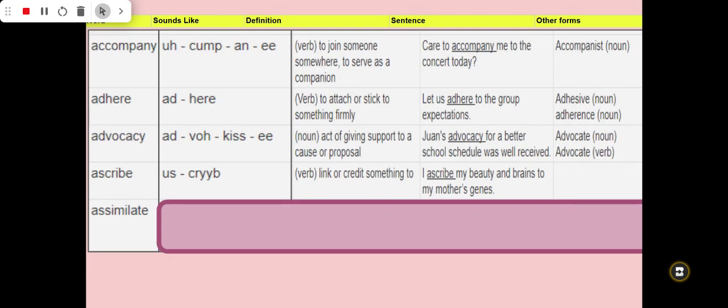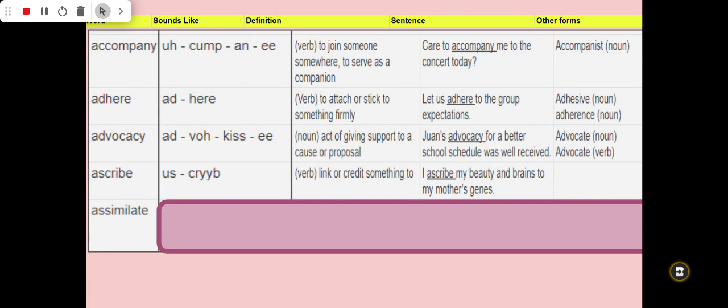The next word is adhere. You've maybe heard the word adhesive. Adhesive means glue or something that's sticky. You're adhering, you're attaching, or you're sticking something firmly. Let us adhere to the group expectation. So this sentence has nothing to do with glue. It just means we're going to stick with, we're going to follow the rules. We're going to follow the expectations and honor those. So it might be about glue. It might just be about doing what was agreed upon.